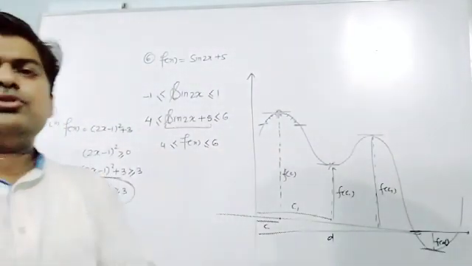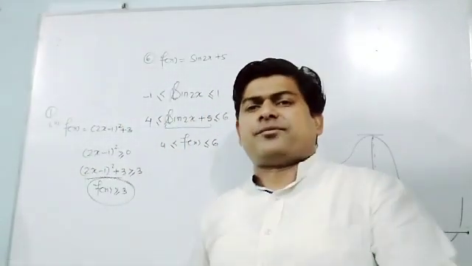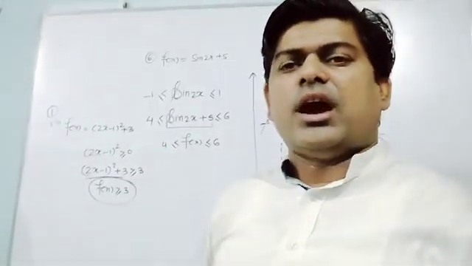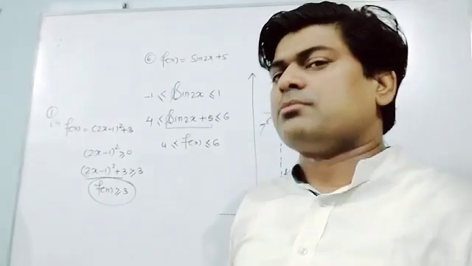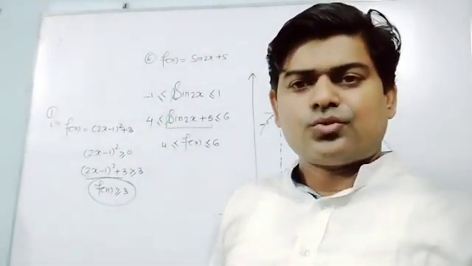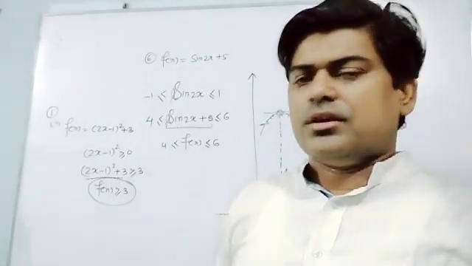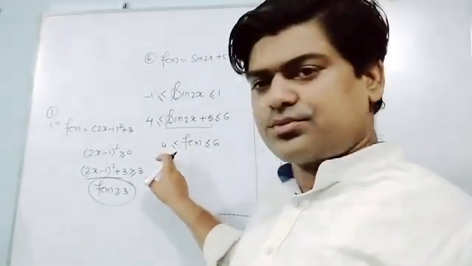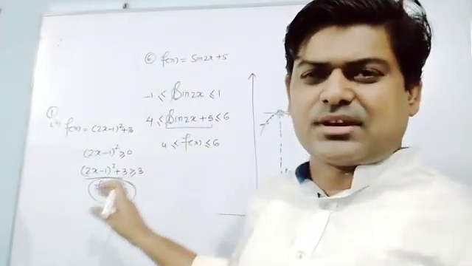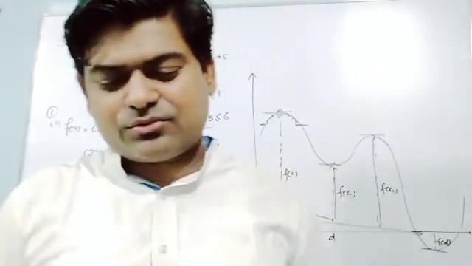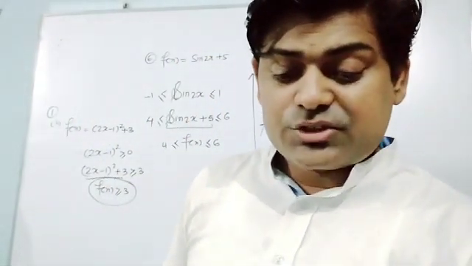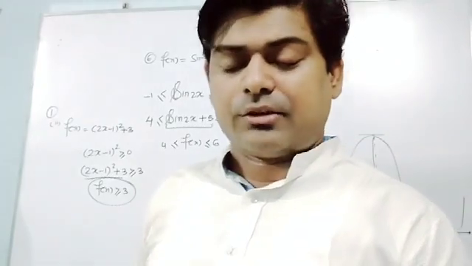Now f(x) has a boundary. The value of f(x) will never be less than 4 for any value of x, and will never be more than 6 for any value of x. So what can I say? The minimum value of f(x) is 4 and the maximum value of f(x) is 6. These are some small things I can say, and we are doing this question without any given interval.